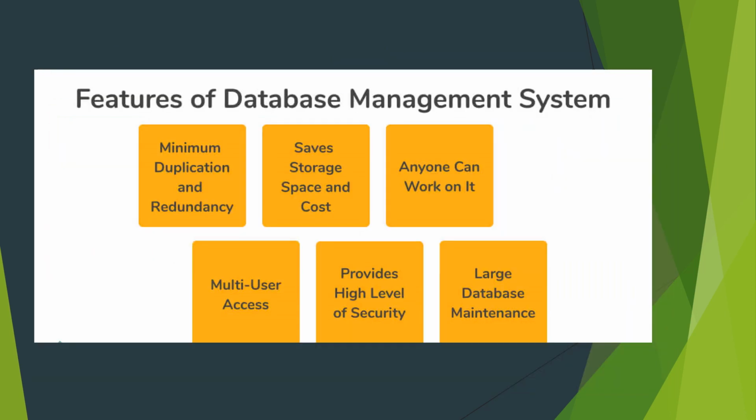So these are some of the features of a database management system. One feature is minimum duplication and redundancy. DBMS is known for minimum duplication and redundancy; it is not that there will be 0% duplication and redundancy. It is the minimum. Anyway, in your database you will have some duplication and redundancy, and that part we will learn in normalization. Other features are saving storage space and cost, multi-user access so anyone can work on it, a high level of security, and large database management and maintenance.